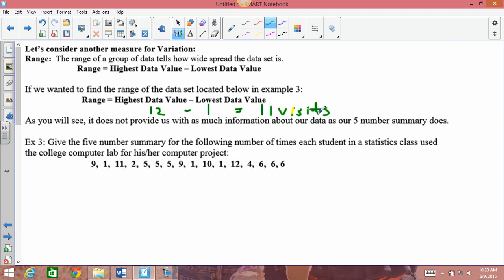Okay. What I would recommend that you do at this point is pause the video, go through example 3 and example 4. They're mimicking what I just did on that front page so that you can get a good feel for finding all those quartiles. Okay, and then like I said, I've got the solutions posted for you online in Blackboard.